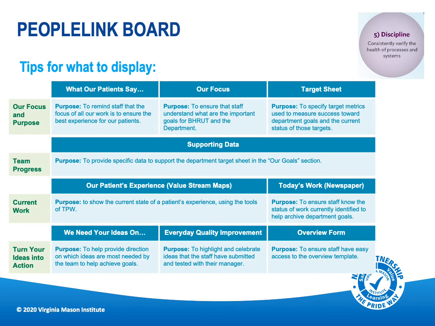People Link boards should be visible in a staff area. Here is a template showing the key elements needed on the board. What our patients or customers say could be staff feedback from a training session, for example. Our focus: what are your team or department working towards? Does this focus link directly back to BHRUT's organisational goals? Target sheet: what data do you need to show that you're working towards or succeeding at your goals?